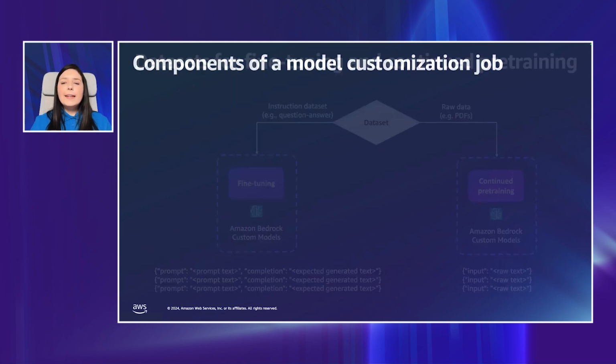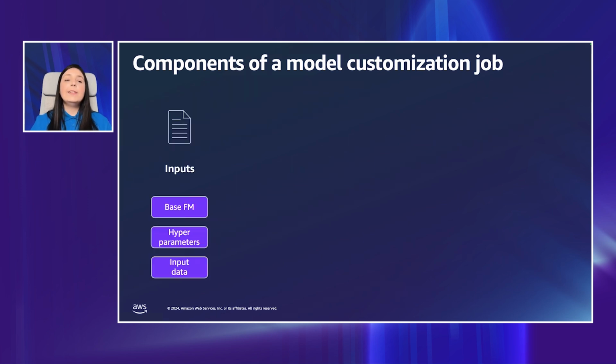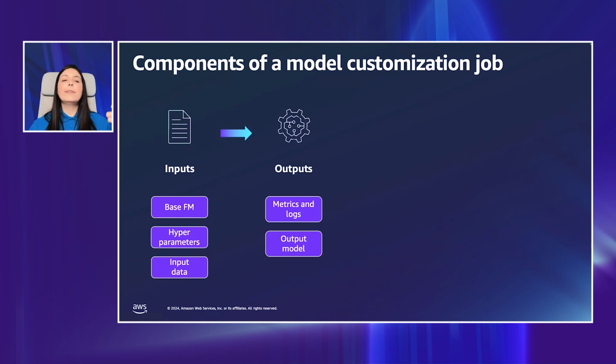Okay, what are the components of your model customization job? So you have your inputs, which is the base foundation model that you're going to customize, the hyperparameters that you are going to use for this customization job. Here we are talking about batch sizes, we are talking about the number of steps, the learning rate that you need for this customization job, and you have your input data in the formats we just mentioned. Then you run this customization job and you will get as output both the output model, but also the metrics and logs of this output job.